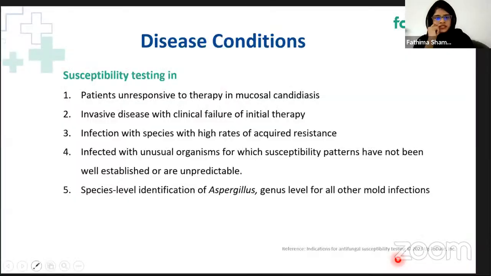Then, of course, in disease conditions where the patient is unresponsive to therapy in mucosal candidiasis, or invasive disease with clinical failure on initial therapy, that is, when the patient came with an infection, so we started an antifungal agent and it did not work well. So in such cases, we go for antifungal susceptibility testing. Then infection with species with higher rates of acquired resistance. If the patient is infected with an unusual organism for which susceptibility patterns are not established or are unpredictable, then for species levels of Aspergillus and genus level for all mold infections.